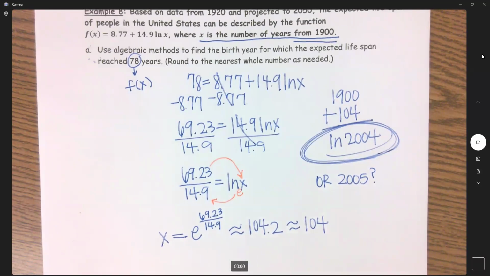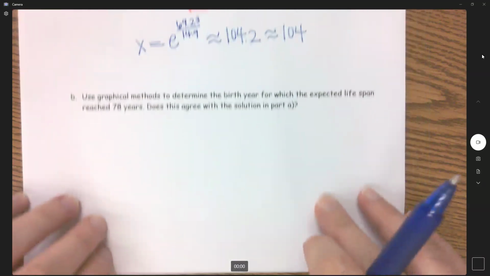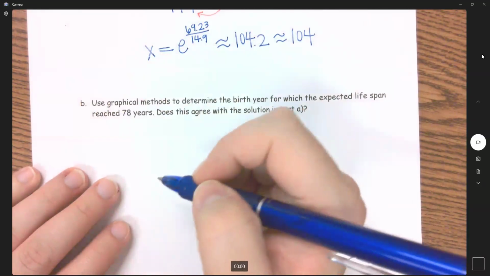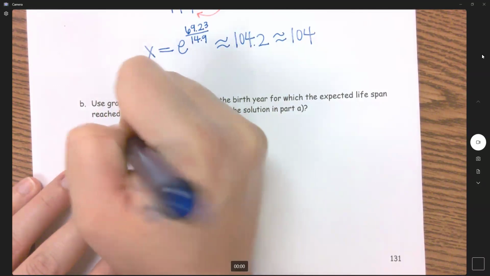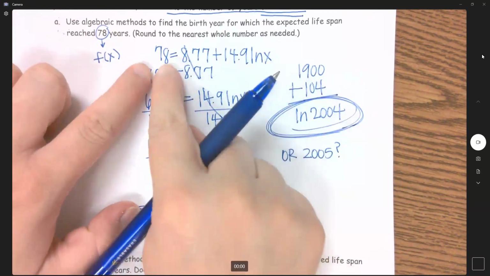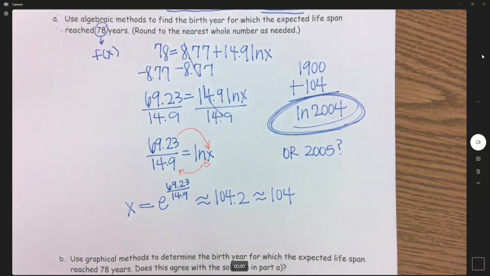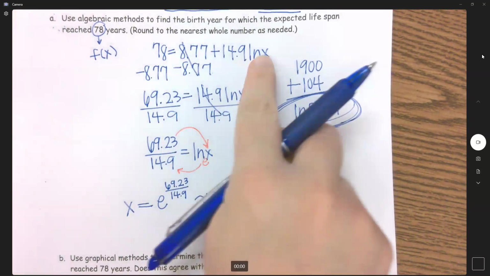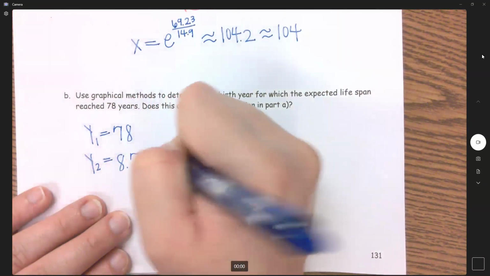Now B wants us to use graphical methods to determine the birth year from which the expected lifespan reaches 78 years. Does this agree with your solution in part A? Okay, so if this is my equation here, I'm going to put my y1 as my left side, and then my y2 will be my right side here.